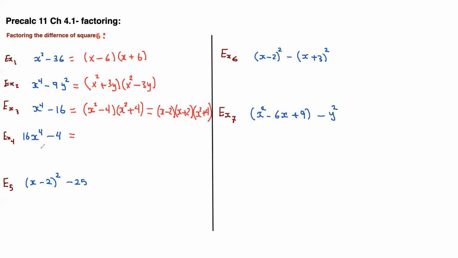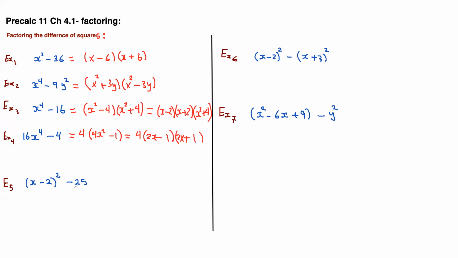This one, my advice to you is first to look at the greatest common factor. The greatest common factor here is 4, and you get 4 times x squared minus 1. Now this will be 4, open two sets of brackets, one minus, one positive. This is still a difference of squares, because 1 is a perfect square and 4x squared is a perfect square. So the square root of 4x squared is 2x, 2x, and the square root of 1 is 1, 1.